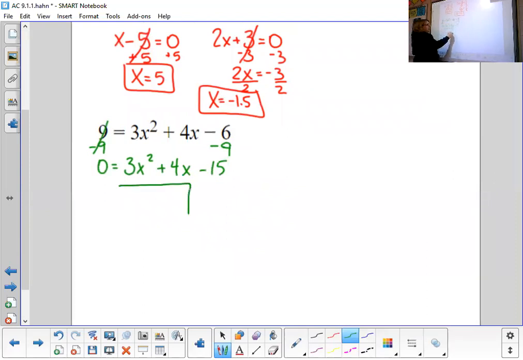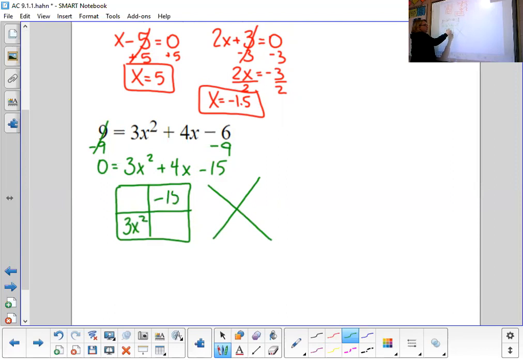So I'm going to do my area model and my diamond. And I've got 3x squared down here. Negative 15 goes on the diagonal with it. Multiply them to get the top number, so that's negative 45x squared. And the bottom number is 4x.